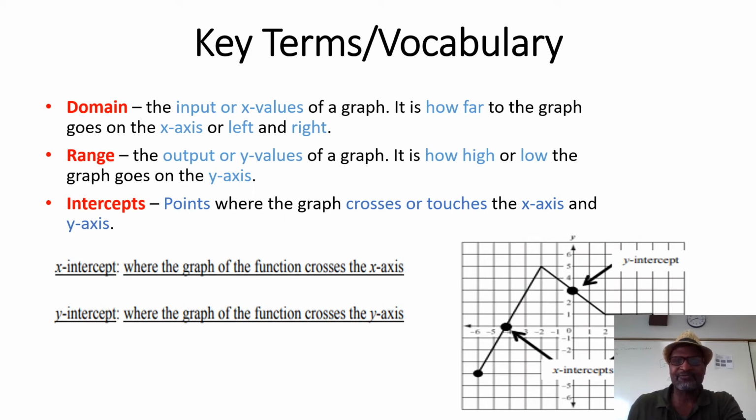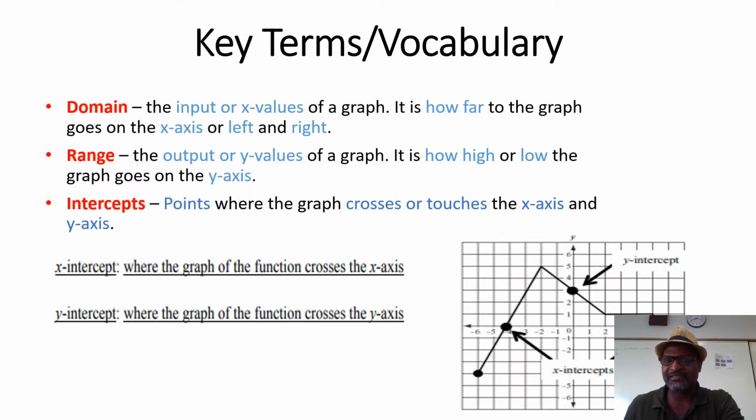Let's look at our key terms of vocabulary. The domain is the input or x values of a graph. It is how far the graph goes on the x-axis, or how far left does it go and how far right does it go. The range is the output or the y values of a graph. It is how far, or actually how high or how low the graph goes on the y-axis.